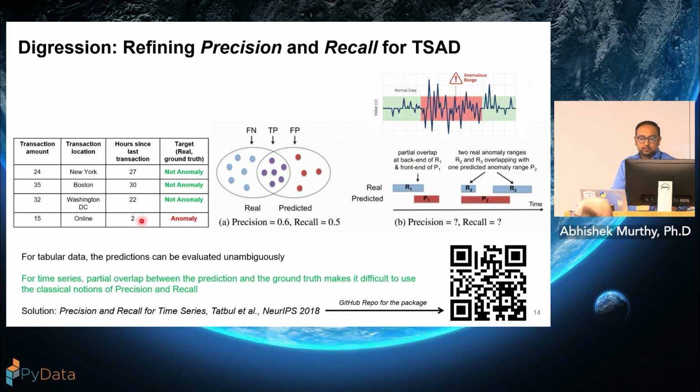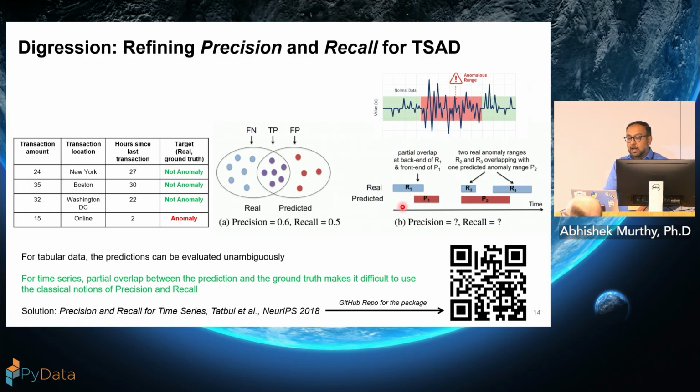For tabular data, these predictions are unambiguous. You unambiguously know whether the prediction was correct or not. Either your prediction agrees with the ground truth or it does not. For time series, this is not the case.